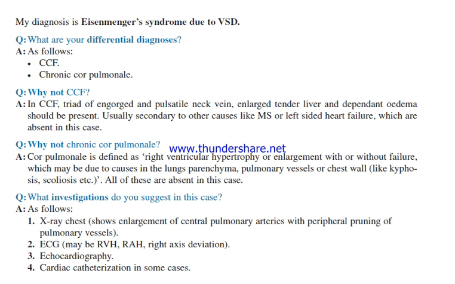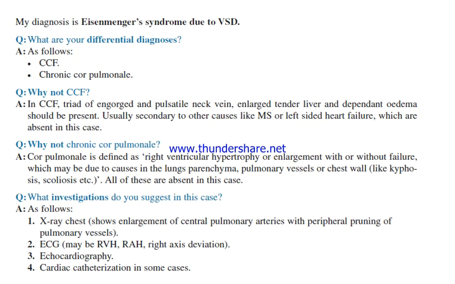CCF, chronic cor pulmonale. Why not CCF? In CCF, the triad of engorged and pulsatile neck vein, enlarged tender liver, and dependent edema should be present, usually secondary to other causes like mitral stenosis or left-sided heart failure, which are absent in this case.